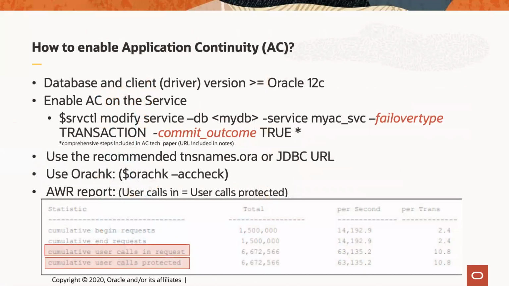How to enable application continuity. This is a very high level update. You essentially do a srvctl command, and you can also use Orachk to see if any of your sessions or your calls are actually protected or not. We're going to have a session dedicated to application continuity in the future where we'll have a lot more details on this.